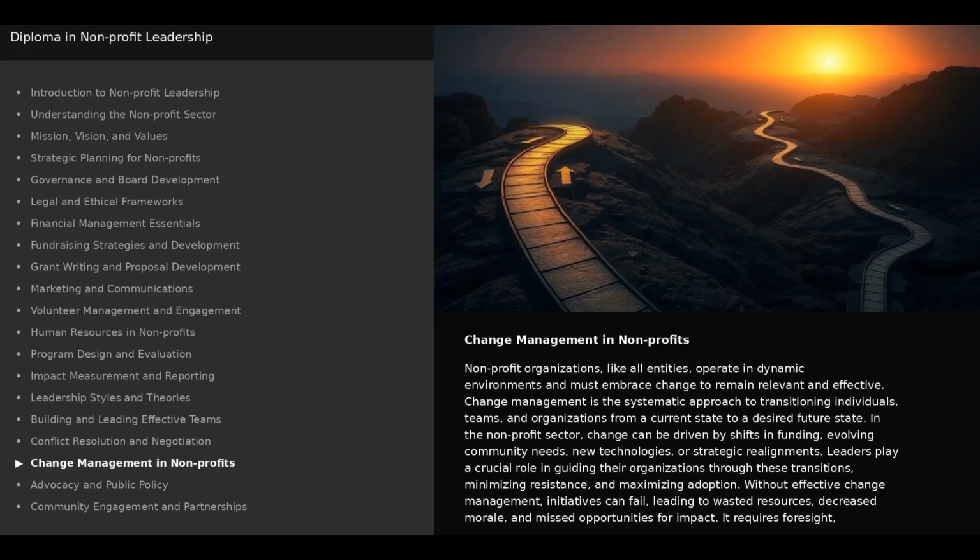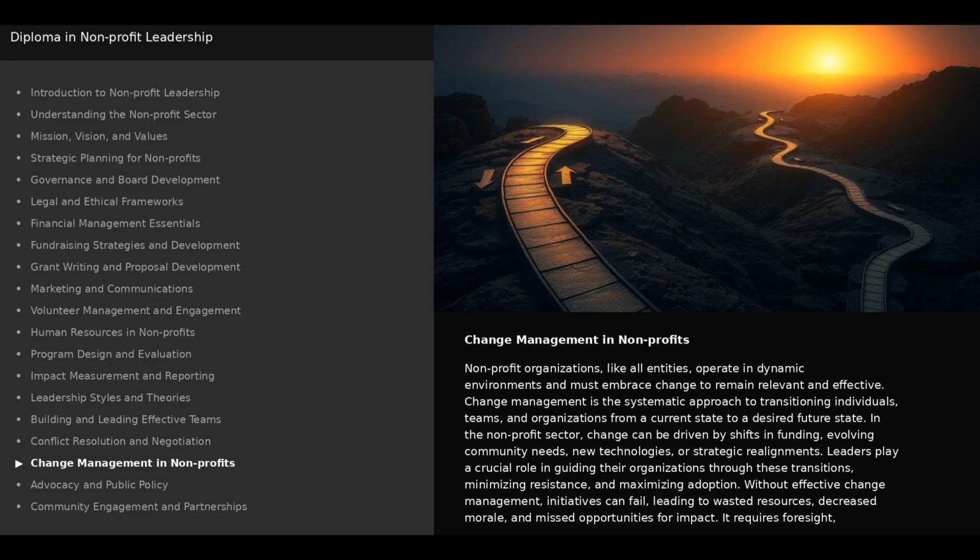Change management in nonprofits. Nonprofit organizations, like all entities, operate in dynamic environments and must embrace change to remain relevant and effective. Change management is the systematic approach to transitioning individuals, teams, and organizations from a current state to a desired future state. In the nonprofit sector, change can be driven by shifts in funding, evolving community needs, new technologies, or strategic realignments. Leaders play a crucial role in guiding their organizations through these transitions, minimizing resistance and maximizing adoption.